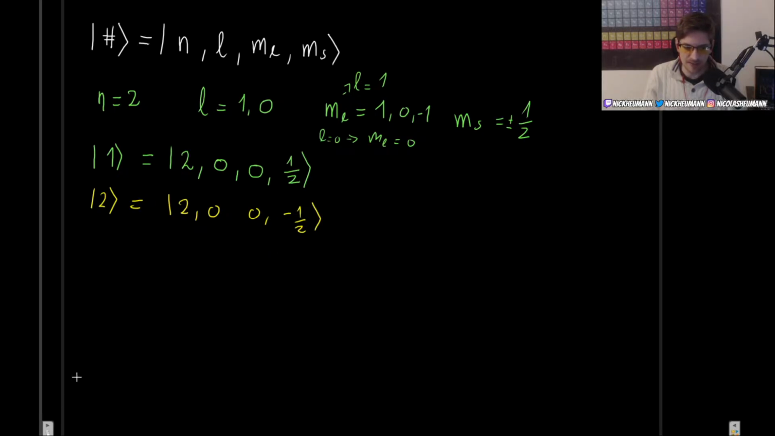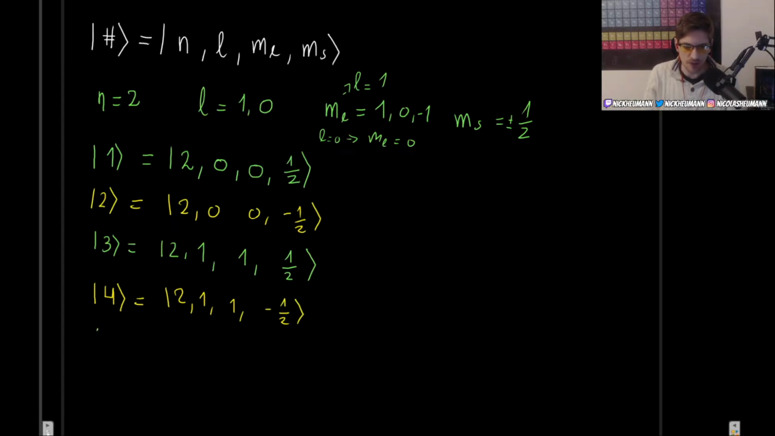All right, next state, state 3. This would be 2. Now let's go up, so let's go to L equal 1. We already run out of states with L equal 0. We get 1. Then ml, let's begin at 1. And then we get 1/2. And we will, of course, have another one of these states, but with a different value for ms. So we also have 2, 1, 1, and then -1/2.